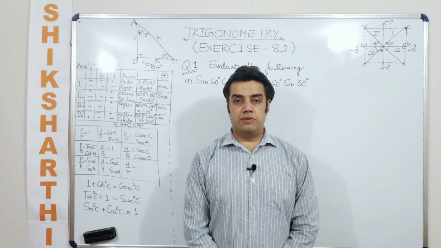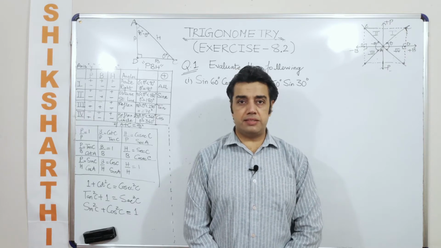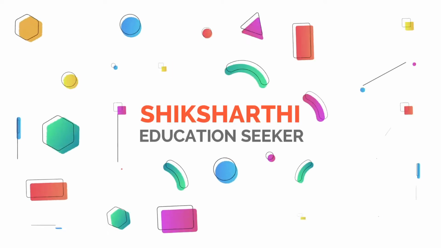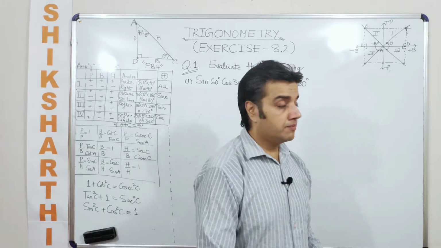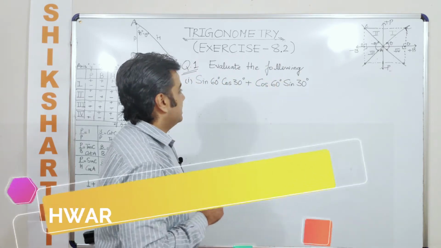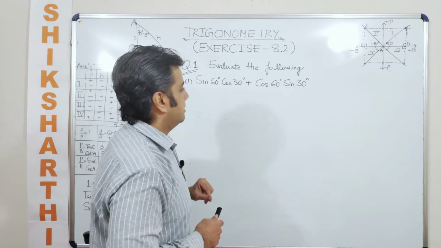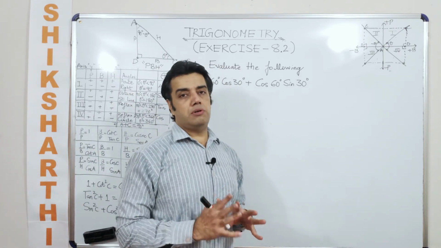In this video, we'll be discussing question number 1 along with its subparts of exercise 8.2 on trigonometry. So let's start. Question number 1 says evaluate the following. So talking about the first subpart, now we will talk about all possible ways of solving this question.